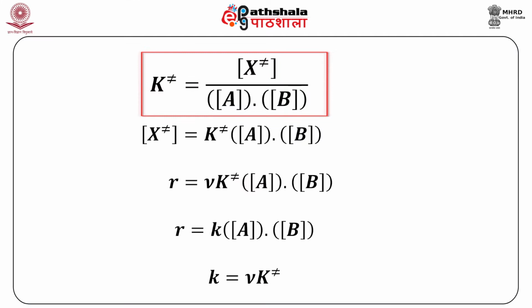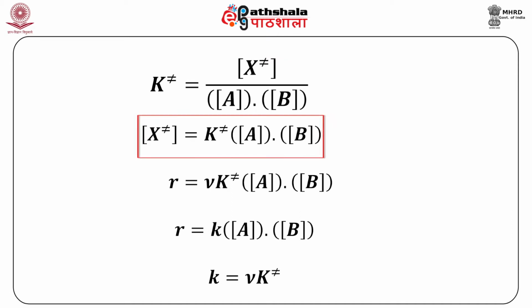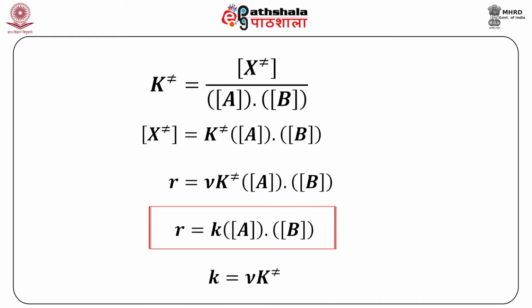Now if we consider the equation for equilibrium constant and we rearrange that to obtain the concentration of the activated complex, we get K into concentration of A into concentration of B. Now if we substitute the concentration for activated complex so obtained using the equilibrium constant equation, we get the rate as frequency into K into concentration A into concentration B, or simply we can write the equation as R equals k into A into B as shown.